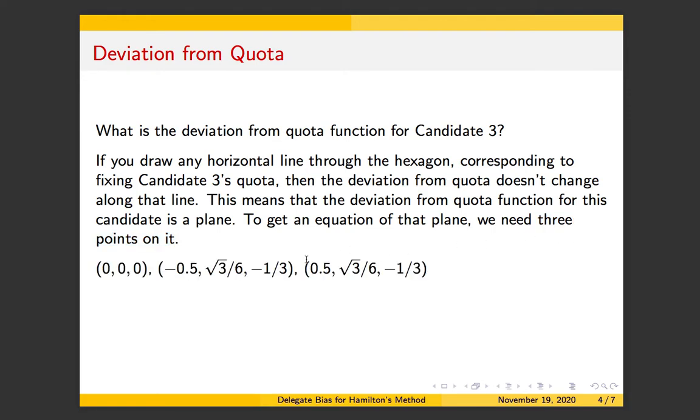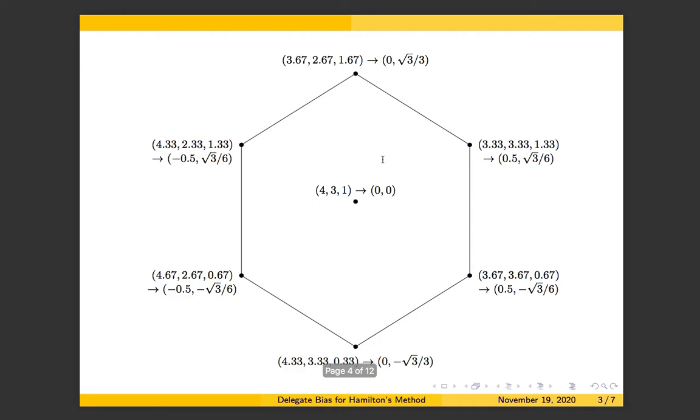Well, here are 3 points. There are, of course, others you could use, but let's think about it. So at the origin, where's the origin again? It's right here. So that's synonymous with this point. This point, the integer point, the quotas are the same as the integers. So candidate 1's quota is 4, candidate 2's quota is 3, candidate 3's quota is 1 on the nose.